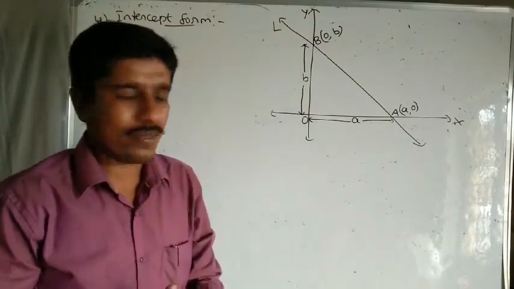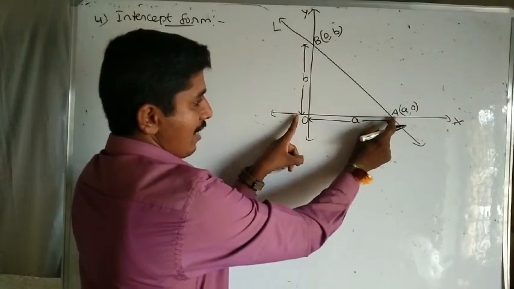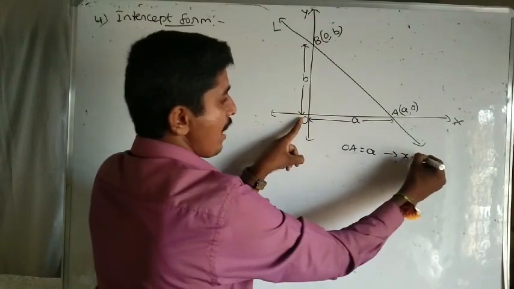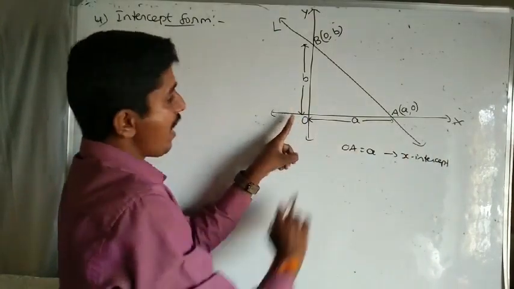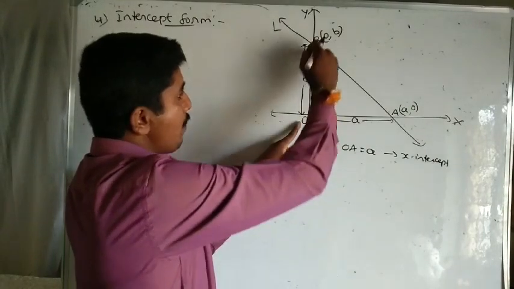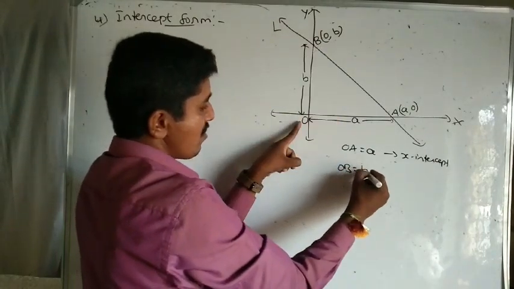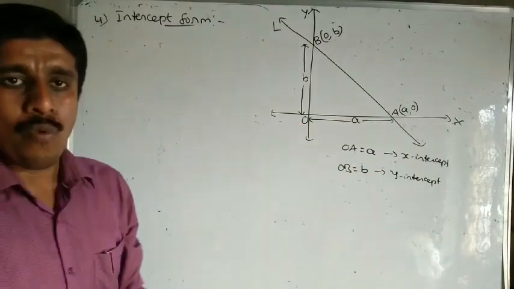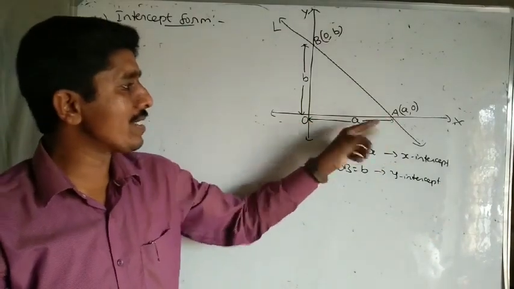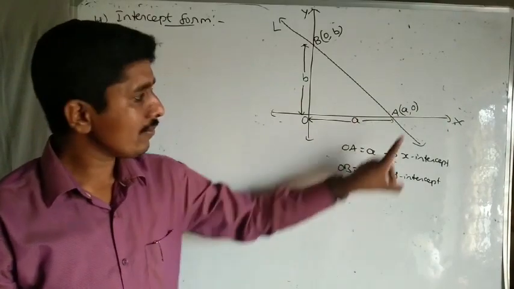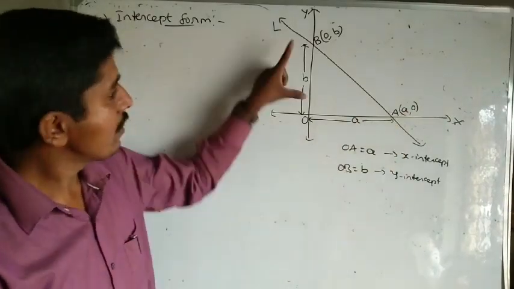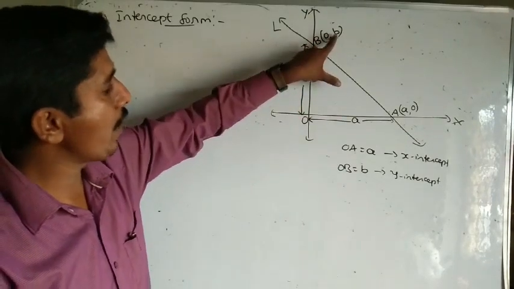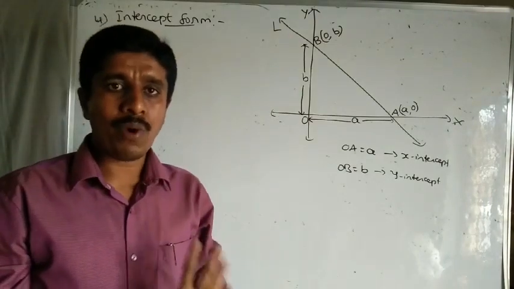Here the line cuts the x-axis at point A, where OA equals a. This is called the x-intercept. Next, this line cuts the y-axis at point B, where OB equals b. This is called the y-intercept. Mind it. Don't get confused, a very important concept. Where the line cuts the x-axis, the distance from the origin is the x-intercept, the x coordinate. Where the line cuts the y-axis, this distance OB, b, is the y-intercept, the y coordinate. Very important.